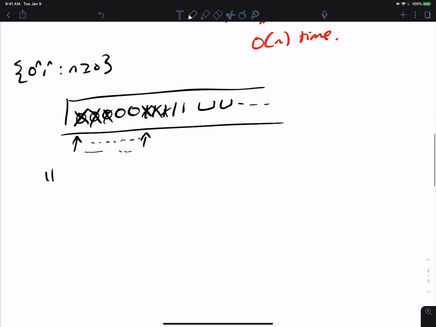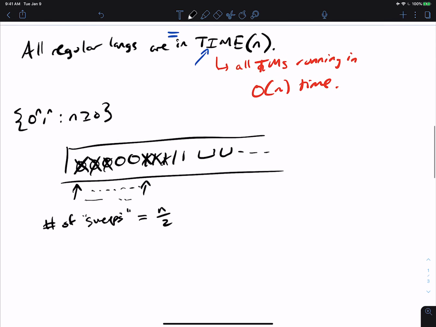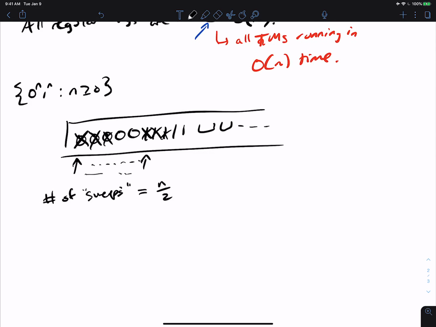So the number of sweeps, so to speak, is equal to n over 2. It's not exactly equal to n over 2, but it's roughly that. And because we're dealing with big O here, we don't really care about the constant. So the number of sweeps is n over 2, roughly. And for each sweep, we go backwards and forwards. So one direction through the input, one direction back. So the total runtime is the time per sweep times the number of sweeps.